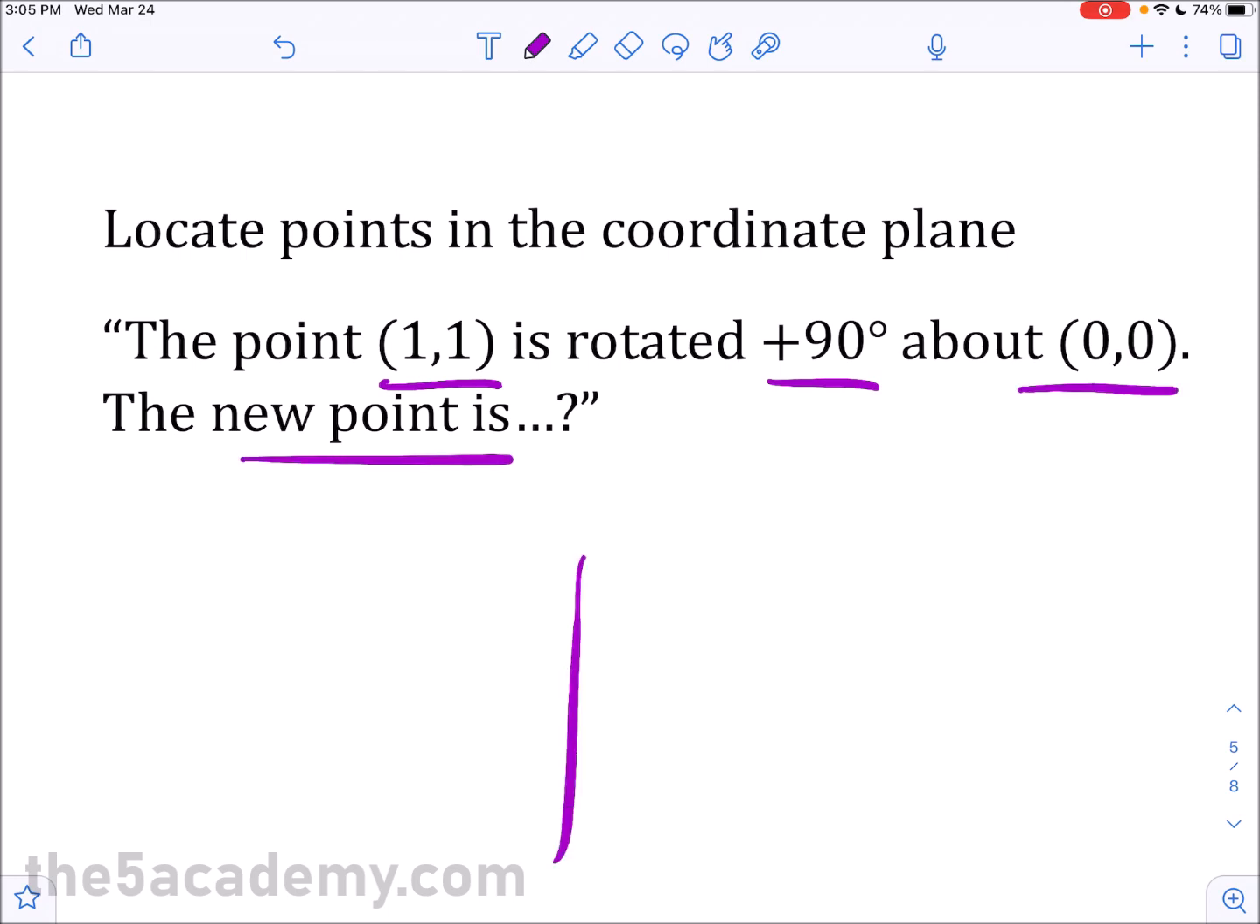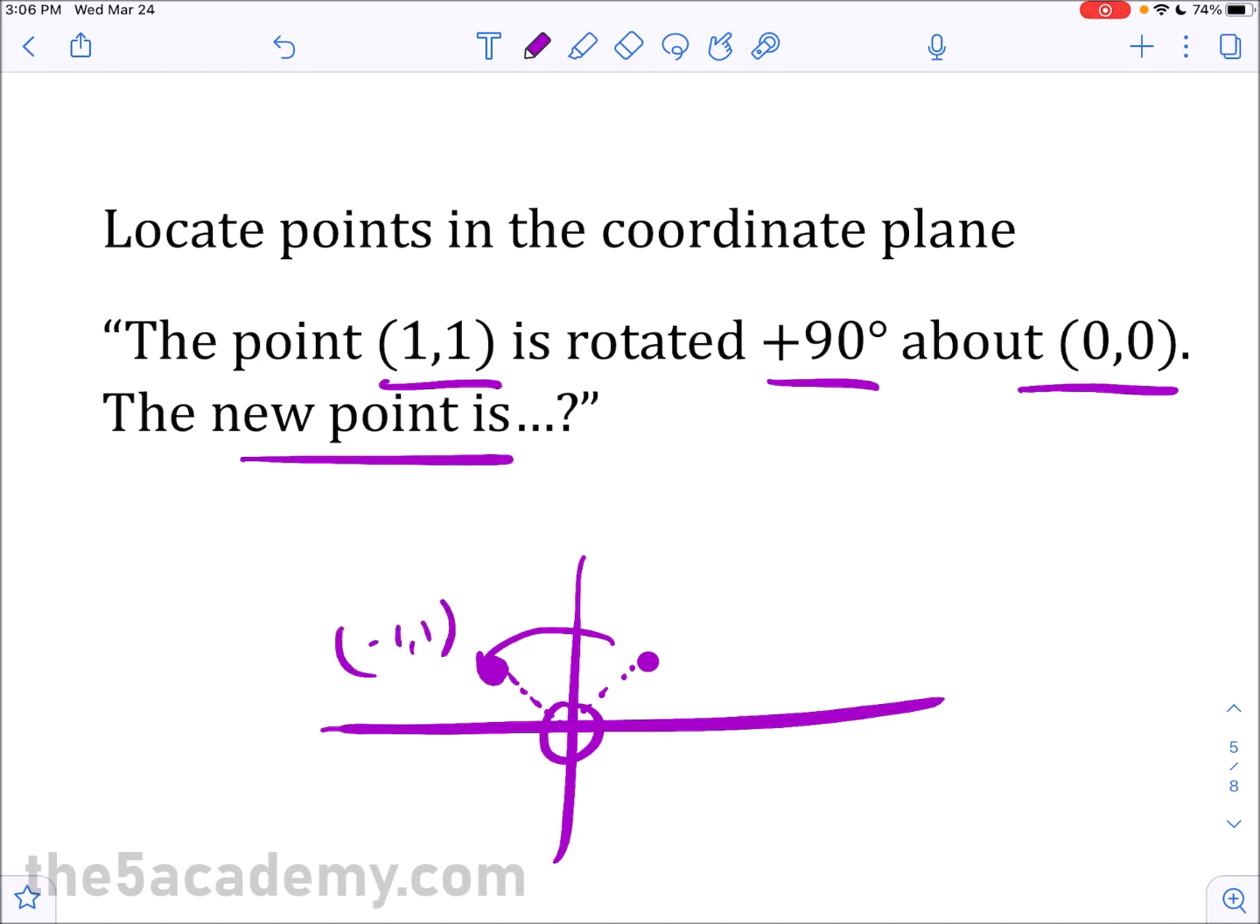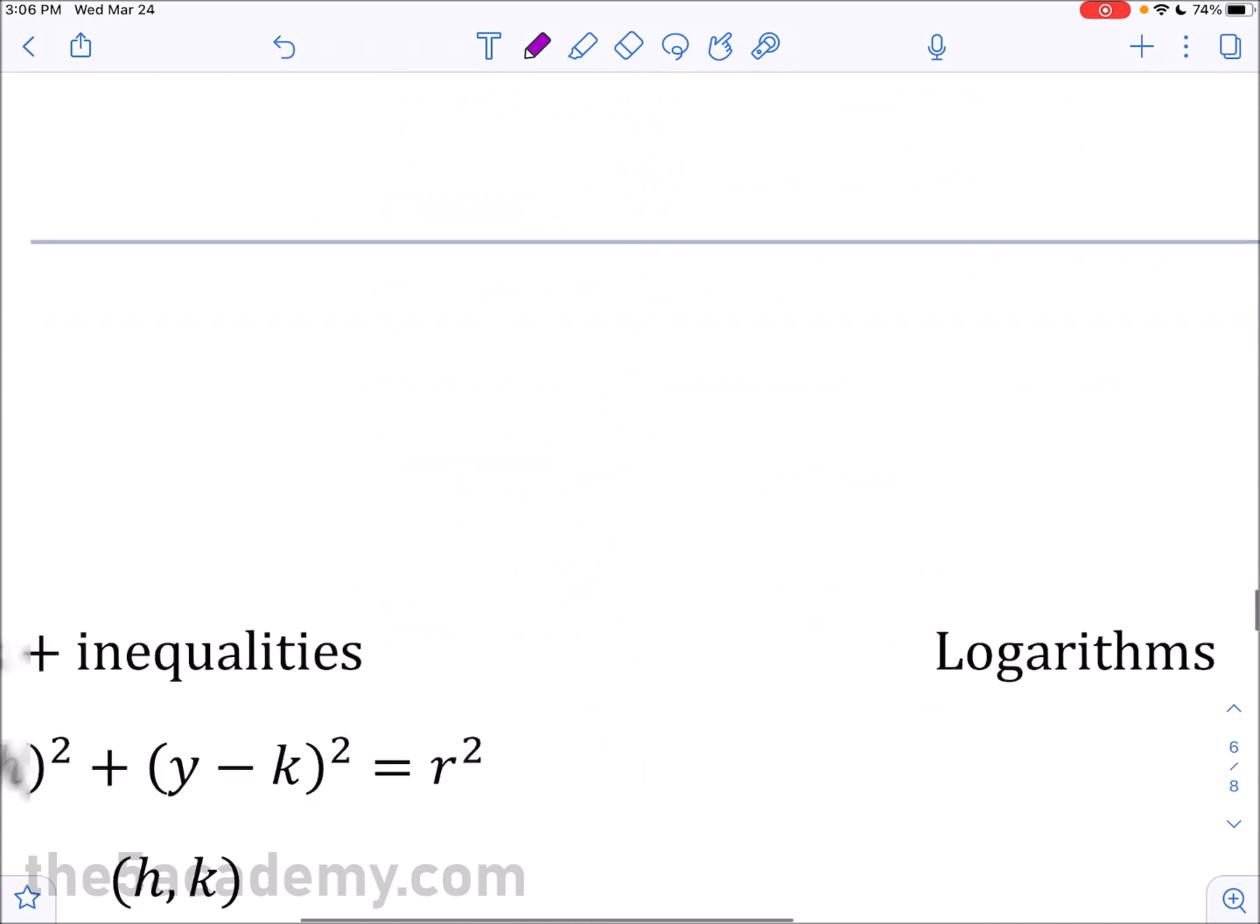The new point is what? So that would look like 1, 1 is right here, 0, 0 is right here, and I'm rotating plus 90 degrees. So I would go in this direction, 90 degrees. I get a new point right here. It would end up being negative 1, 1. How exactly to do that? That's kind of what this skill is all about.